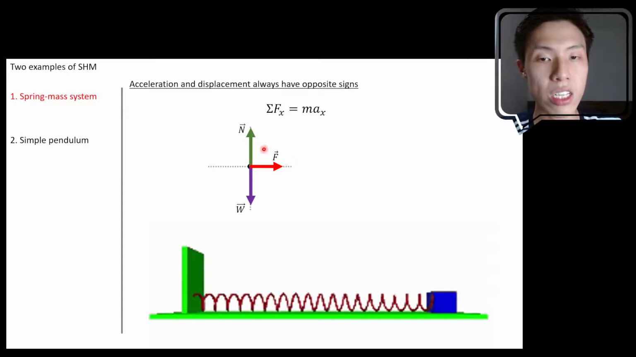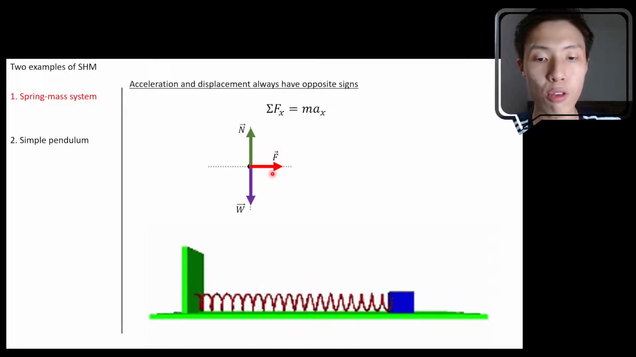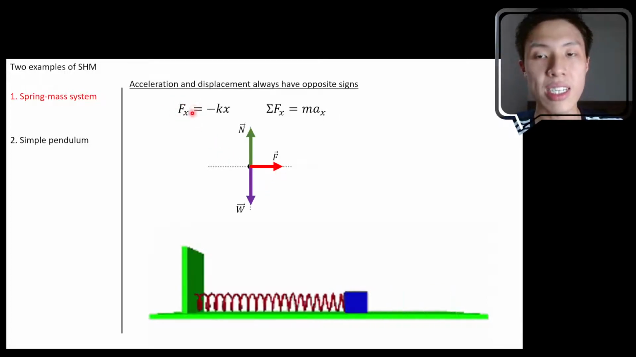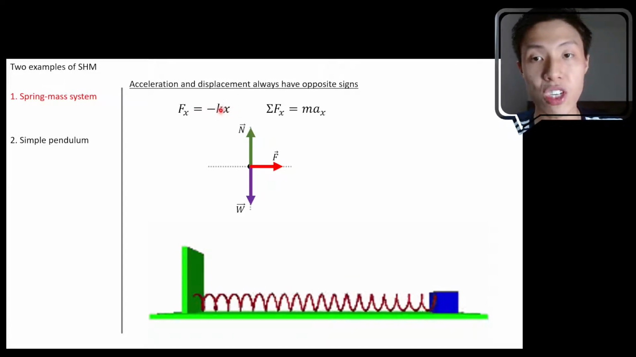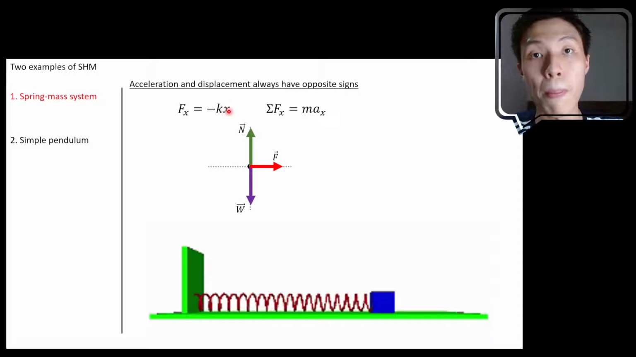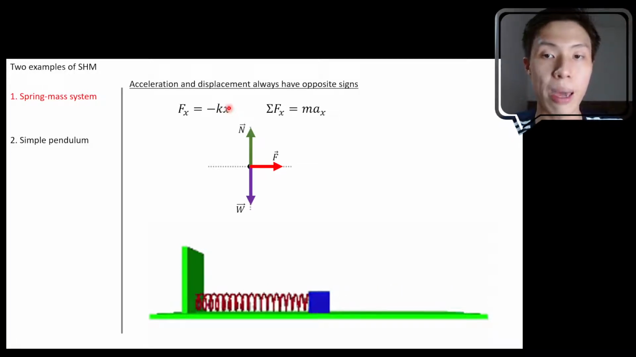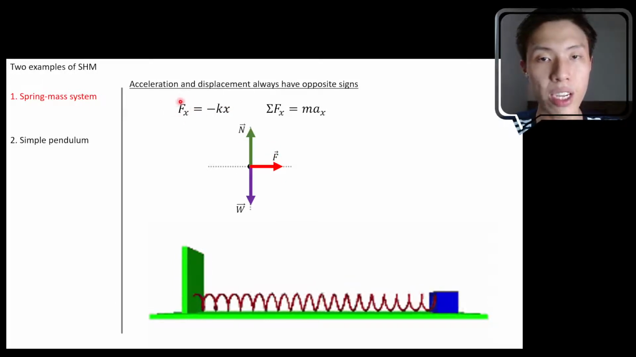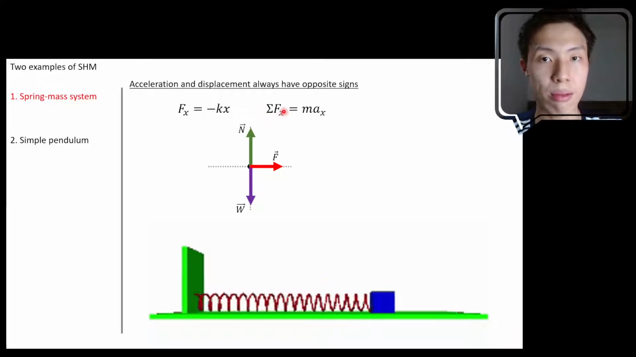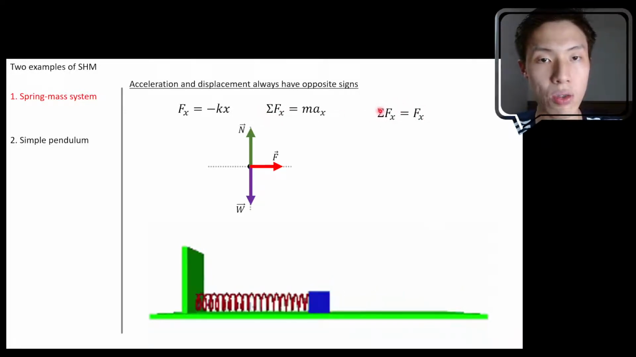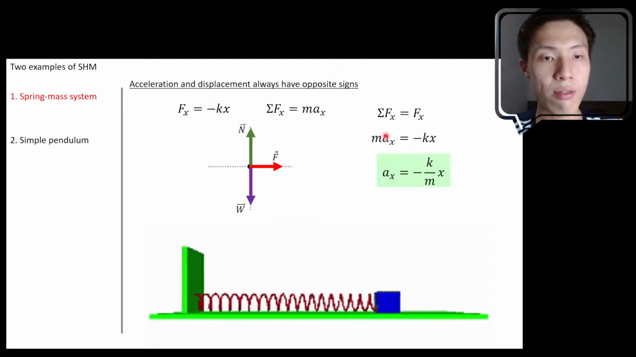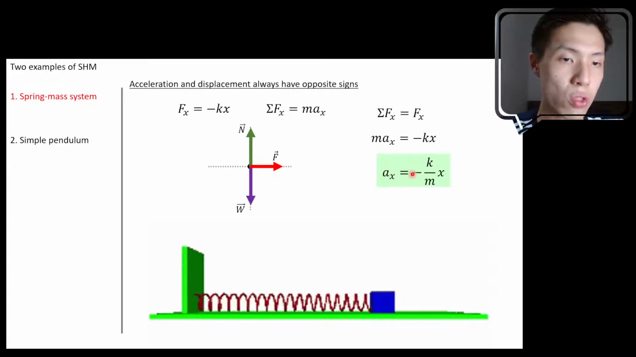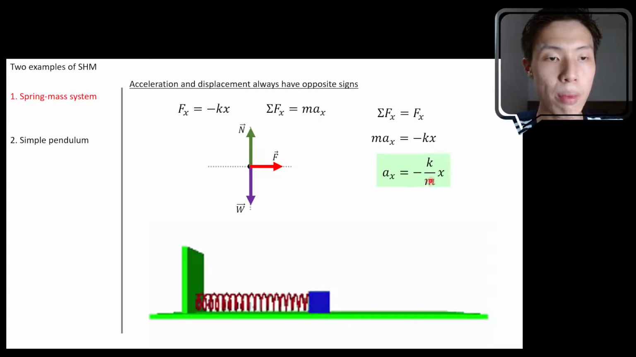The magnitude of the restoring force of a spring follows Hooke's law. The x component of this restoring force is just equal to negative kx, in which k is the force constant and x is the amount of stretch or compression that happens to the spring. This x component of the restoring force is the only force acting in the x dimension. Therefore, we can equate these two things together, and through this equation, we derive the equation for acceleration: the x component of acceleration is equal to negative k over m times x.